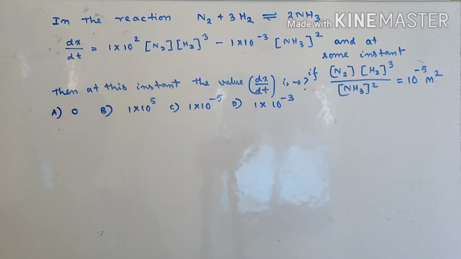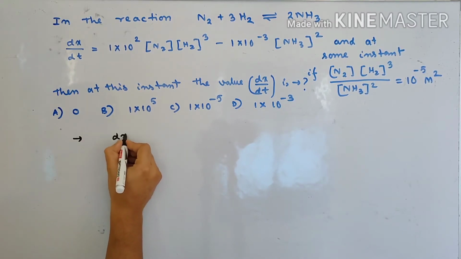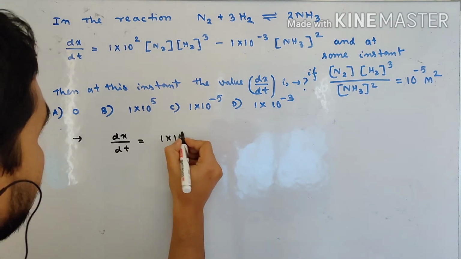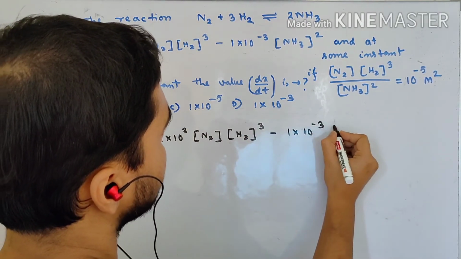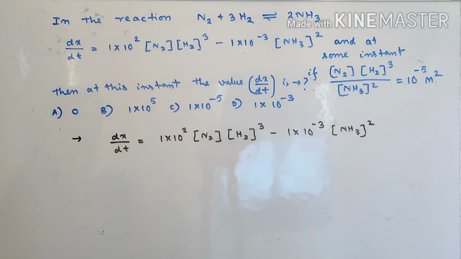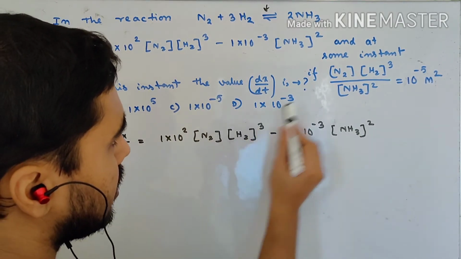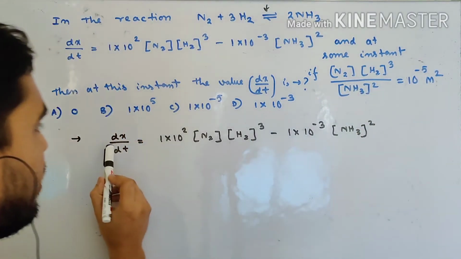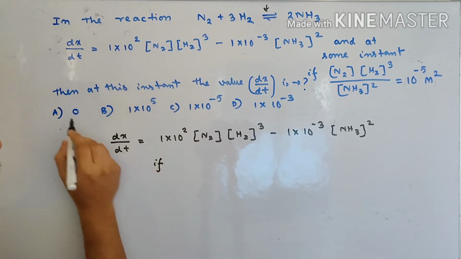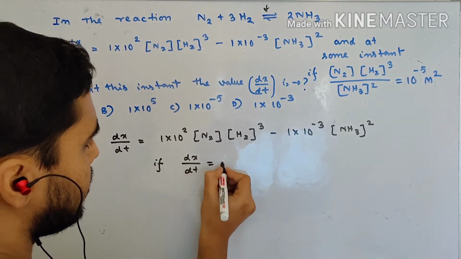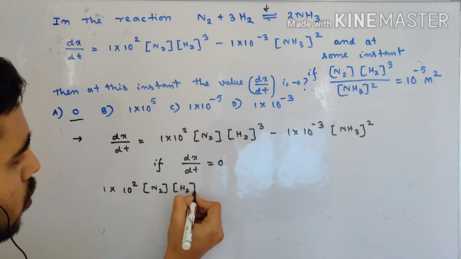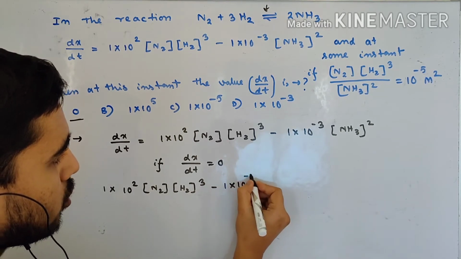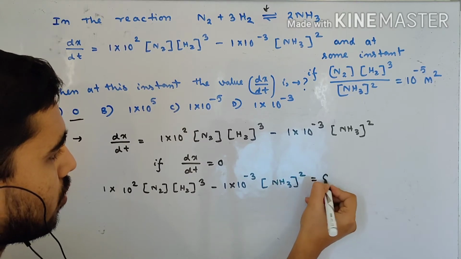Now I am going to rewrite this. dx by dt is equal to 1 into 10 to the power 2 into [H2] whole cube minus 1 into 10 to the power minus 3 [NH3] whole square. Since an equilibrium symbol is given, check this part, is it not the same? Same thing. So I am trying the first option. If I take dx by dt is equal to 0, what happens is 1 into 10 to the power 2 into [H2] whole cube minus 1 into 10 to the power minus 3 [NH3] whole square is equal to 0.